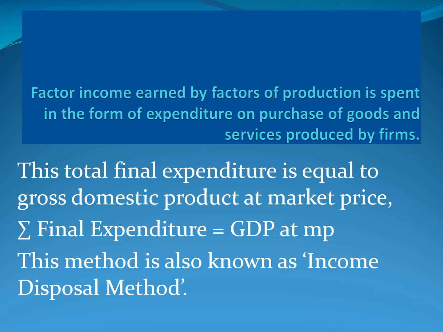Now, as discussed earlier, there are three methods. So first of all, we produce goods and services. Production generates income and income leads to expenditure. So therefore, the income so generated is finally disposed of on the expenditure on the various goods and services.